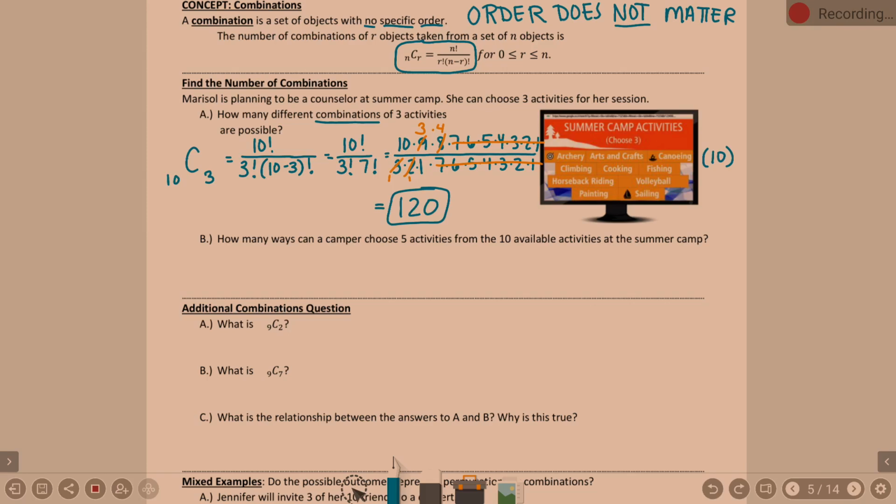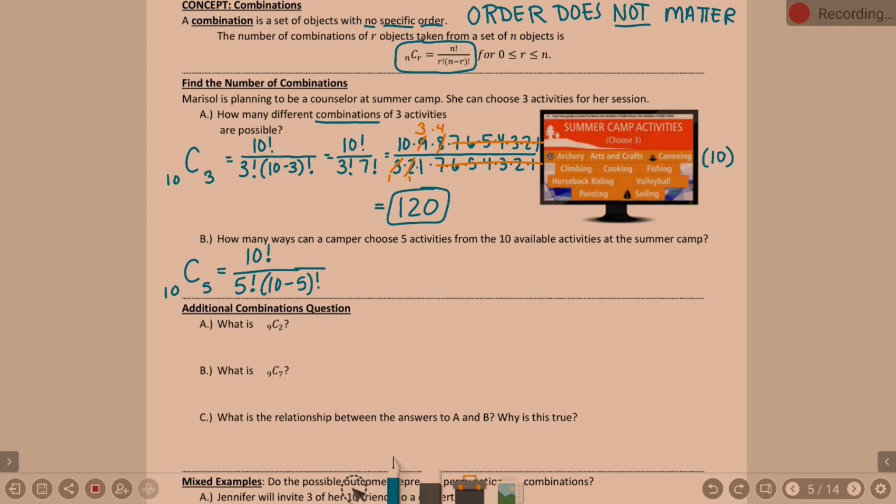How many ways can a camper choose 5 activities from the 10 available activities at the summer camp? 10 C 5. You guys with her? You're choosing from 10. You're picking 5 at a time. It's still picking activities, so it's still order does not matter. Okay. Let's practice the setup. What's the setup there? 10 factorial. Bigger number on top, divided by 5 factorial. 10 minus 5 factorial.